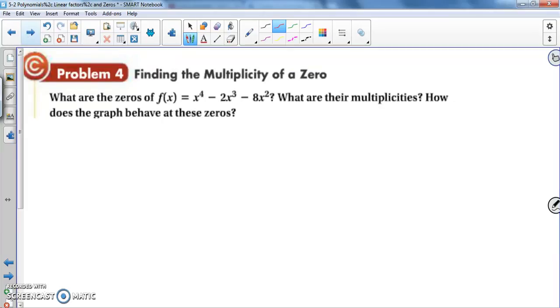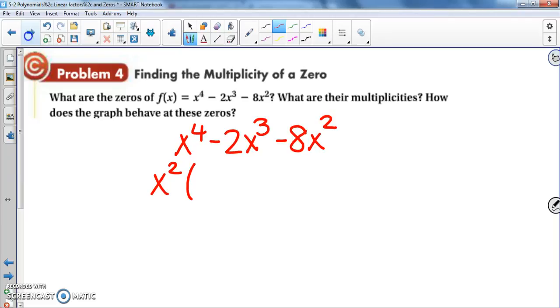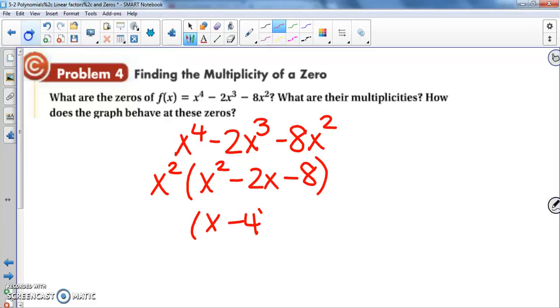If we need to find the multiplicity of a zero, what are the zeros of f of x is equal to x to the fourth minus 2x cubed minus 8x squared? What are their multiplicities? How does the graph behave at these zeros? So, I'm going to factor this. x to the fourth minus 2x cubed minus 8x squared. Going to take out my GCF first, which is x squared times x squared minus 2x minus 8. What multiplies to negative 8 and adds to negative 2? x minus 4, x plus 2.